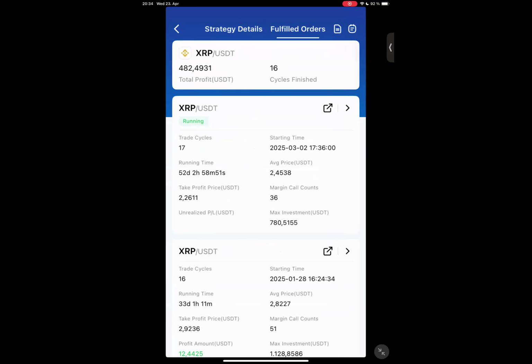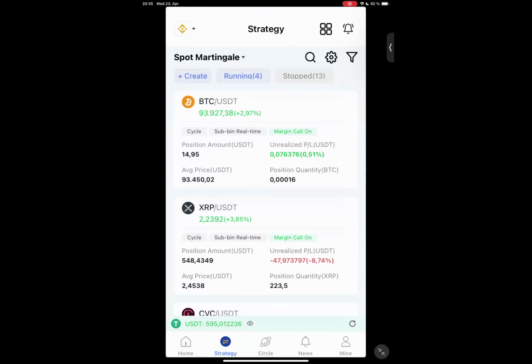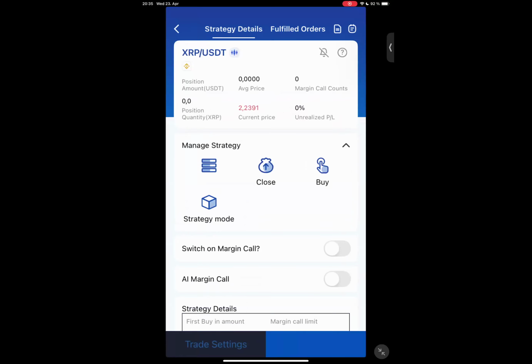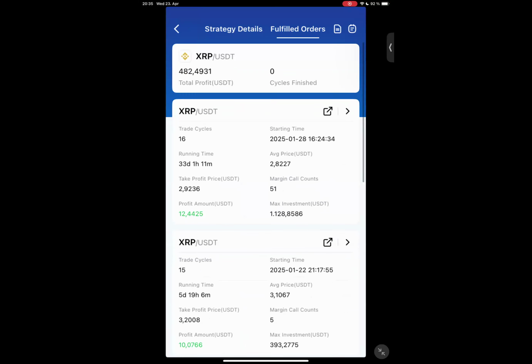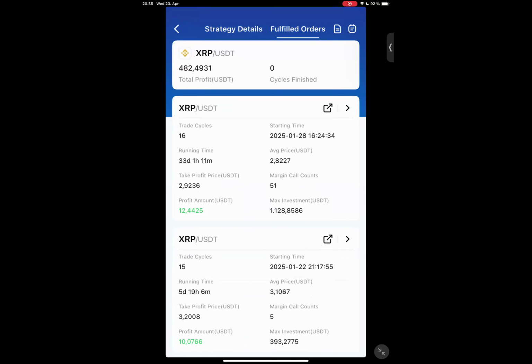When I go to fulfilled orders at the top, I can see how many cycles it has completed. 16. It's currently on the 17th cycle. Okay, and you can see the maximum money that has been invested in each cycle. So the 17th one, 780 has been invested in, but currently we see 548. So it means the rest of the difference has been sold. Okay. Oh, where's the 17th call? Wait.